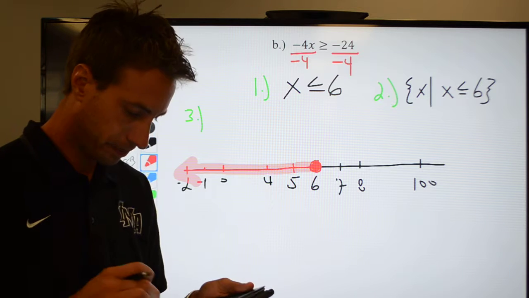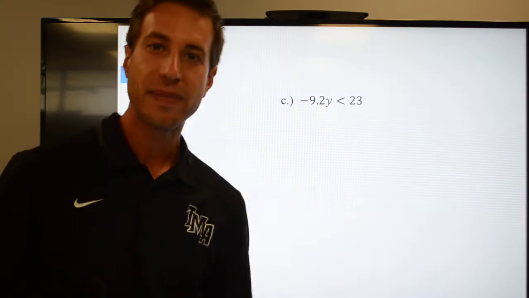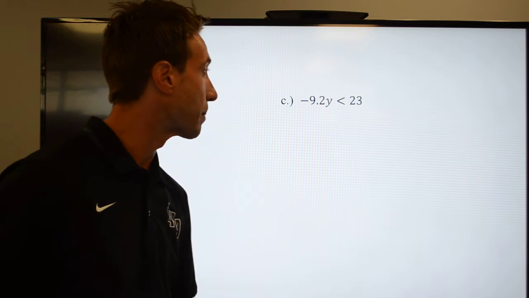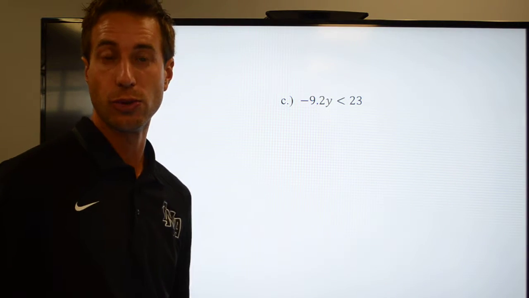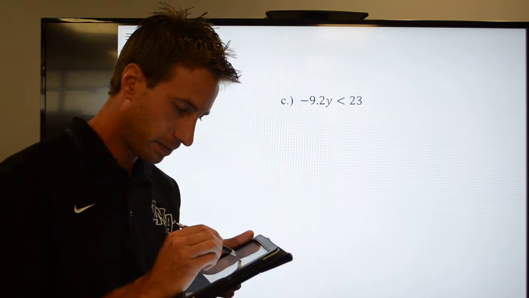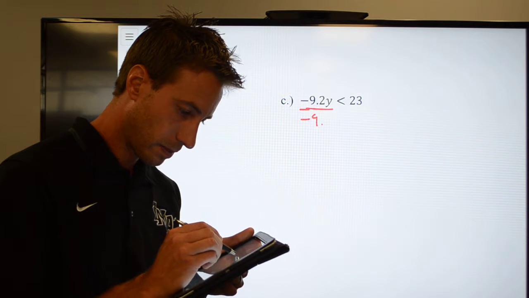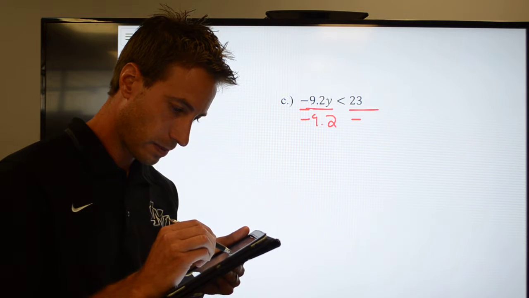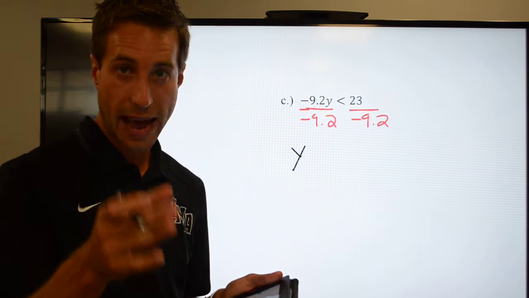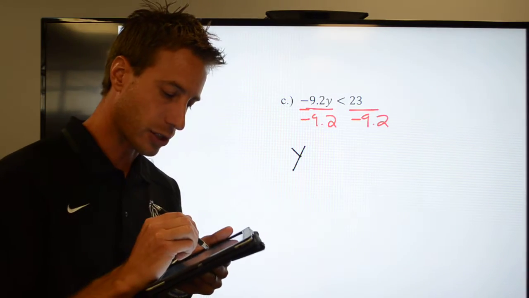Let's try another one. We've got negative 9.2y is less than 23. Well, since I'm multiplying by negative 9.2, I'll need to divide both sides by negative 9.2. And since I'm dividing by a negative, we have to remember to flip our inequality. It will no longer be y less than, it will now be y is greater than.